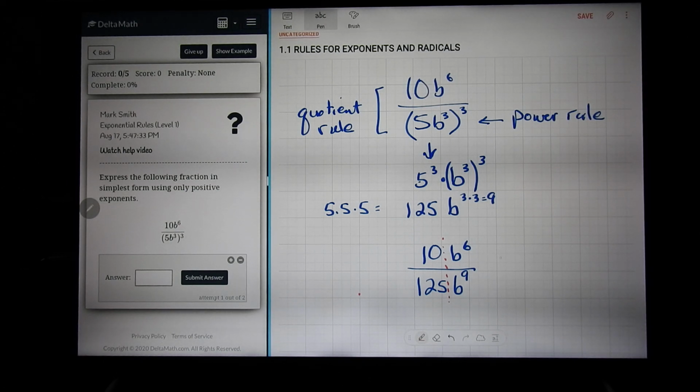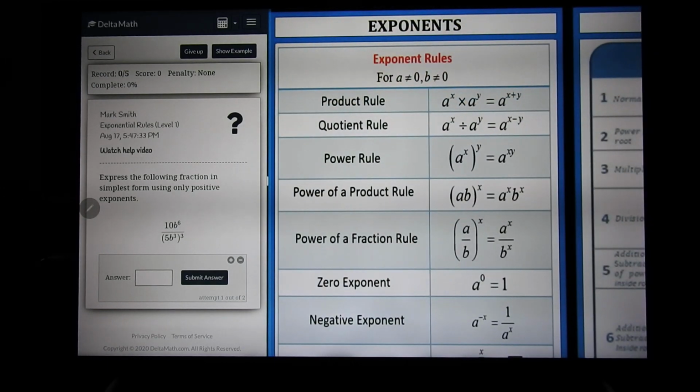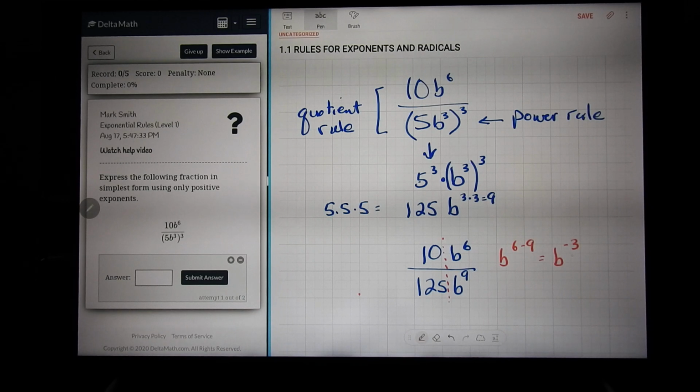Well, this side's going to be relatively easy. It's going to be b to the 6 minus 9, and that gives us b to the negative 3rd power. Boy, we have to go back to our notes again. It says if we have a negative power, it's the same as 1 over the number. So it's the inverse. So that is going to be equal to 1 over b to the 3rd.